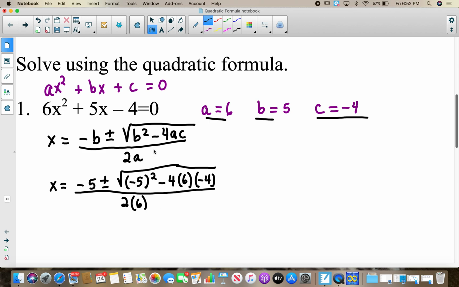Okay, so now we can continue. Now let's go to the next part, which is actually just doing the math, doing the arithmetic. Let's start underneath this square root sign. So I have negative 5 squared. Well, negative 5 times negative 5 is positive 25. Now I've got three numbers multiplied together: negative 4 times 6 times negative 4. Negative 4 times 6 gives us negative 24, and now we're going to say negative 24 times negative 4. That is going to end up being a positive, which is 96. So we're going to end up with 25 plus 96.